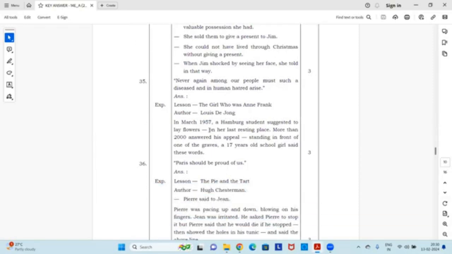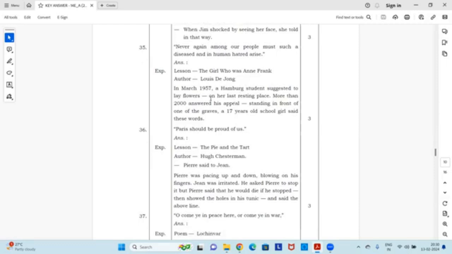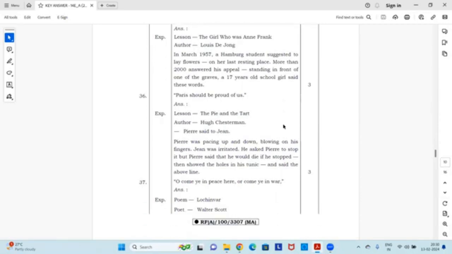Okay, next extract. Never again among our people must such a diseased and inhuman hatred rise. So this extract is taken from the lesson The Girl Who Was Anne Frank. Author is Louis de Jong. So in March 1957, a Hamburg student suggested laying flowers on her last resting place. More than 2,000 answered his appeal. Standing in front of one of the graves, a 17-year-old schoolgirl said these words. Okay? Okay, next question.